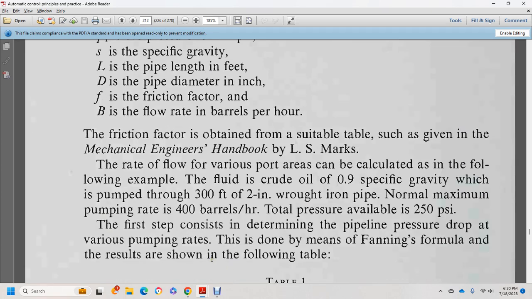The friction factor is found from a suitable table, such as is given in the Mechanical Engineers' Handbook. The rate of flow varies with the port area, calculated with the following example: the fluid is crude oil with 0.9 specific gravity, pumped through 300 feet of 2-inch wrought iron pipe with a normal maximum pumping rate of 400 barrels an hour, with a total pressure available of 250 psi.